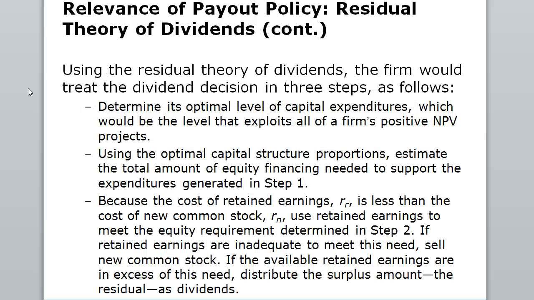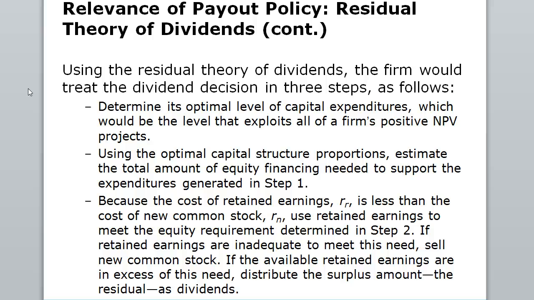Now, using this residual theory of dividends, a firm would treat the dividend decision in 3 steps. 1, determine the optimal level of capital expenditures, which would be the level at which all of the projects would have a positive net present value, which we know from chapters 10, 11, and 12. So basically saying, figure out how much you need to spend on your new projects.